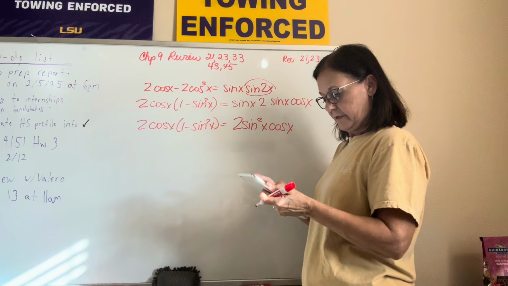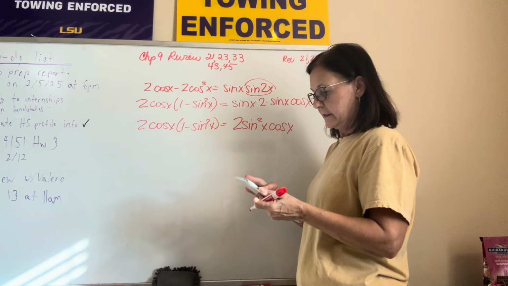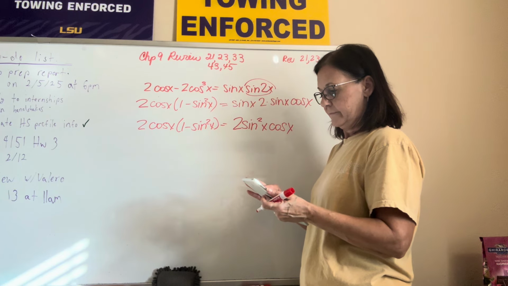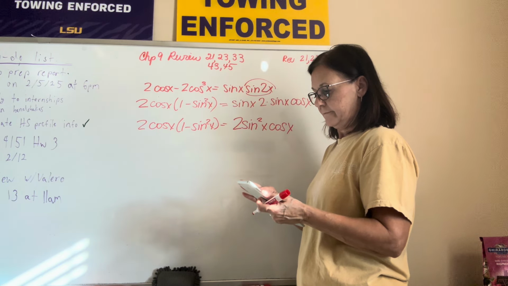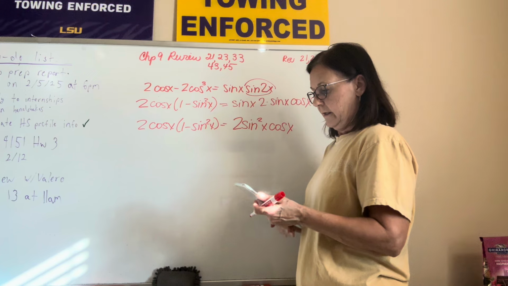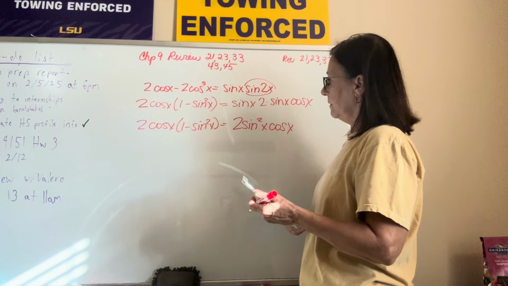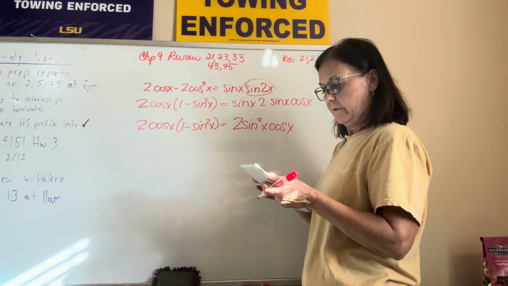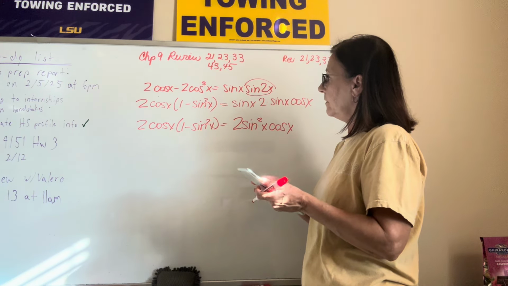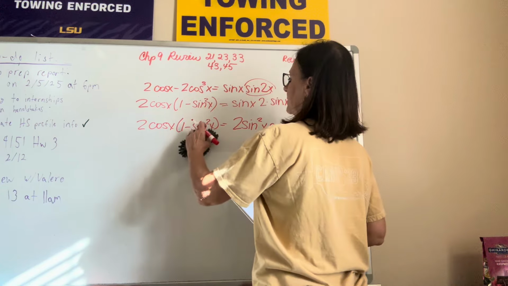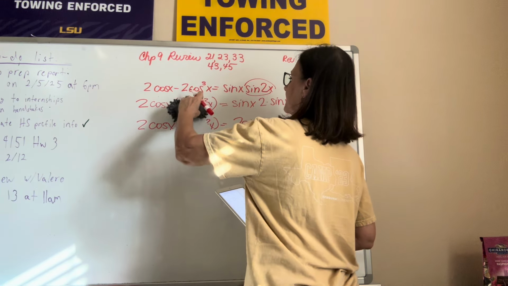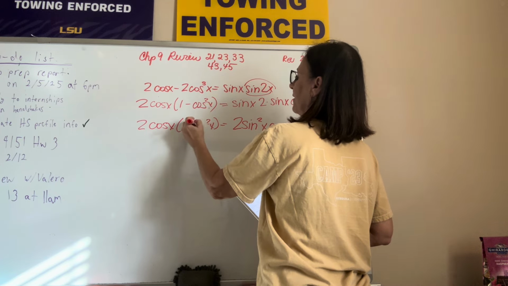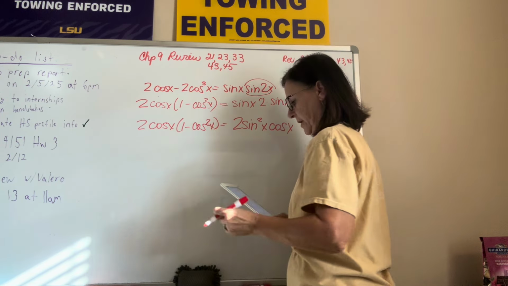Does it say 33 is an identity? It does. Did I write it down? Oh, I don't know why I changed this. It's cosine. I don't know why I changed it. My brain just changed it. All right.